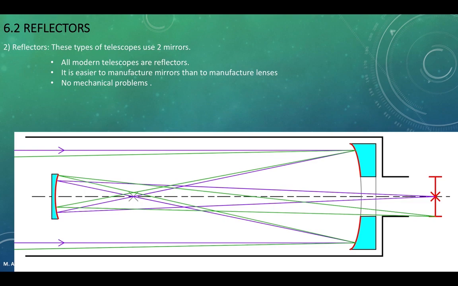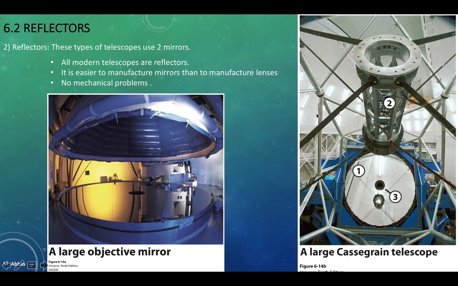And all modern telescopes are reflectors. They are cheaper. It is easier to handle mirrors than to handle lenses also. So this makes them cheaper, and they don't cause any mechanical problems because you have two mirrors in this case. You have one here and one there, while in a refractor, we mainly have one lens at the end of the tube. So there are many advantages when we use reflectors, and all of the modern telescopes are reflectors now.